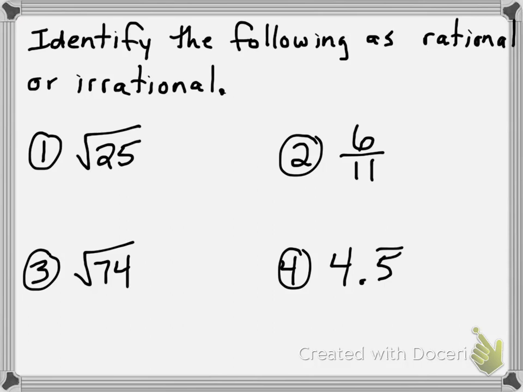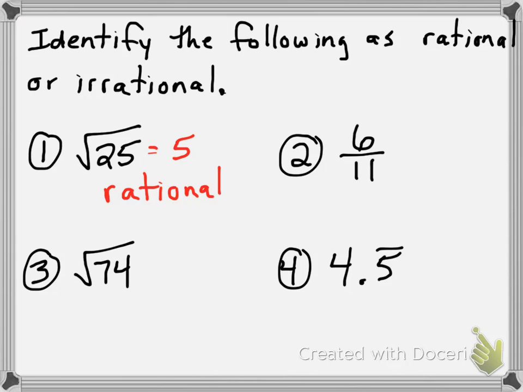Alright, so you have 4 numbers. You need to write down whether they're rational or irrational. Number 1 is the square root of 25. Well, it has a radical, so you might think, maybe it's irrational. Except the square root of 25 is just 5. So really, we're just looking at the number 5. And the number 5 is a rational number. It's also, by the way, a whole number and an integer.